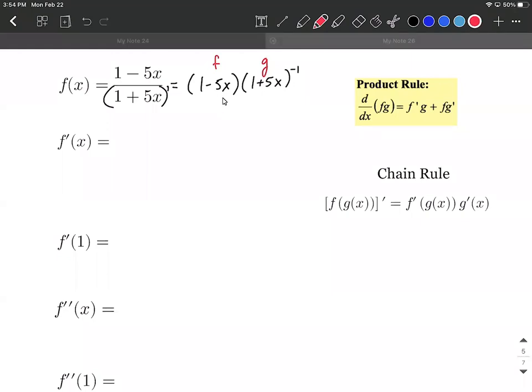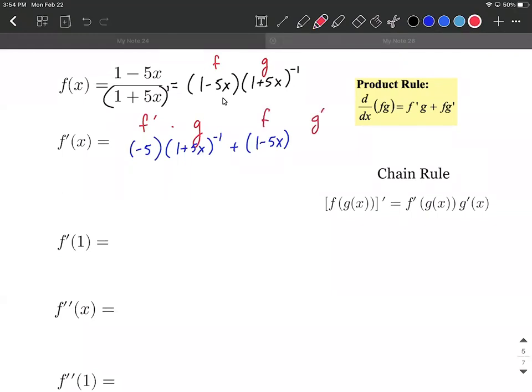All right, so filling in here, we want to take the derivative of f multiplied by g. That's how our product rule starts out. So the derivative of f, 1 minus 5x, is going to be negative 5. And then we copy down g, so (1 plus 5x) raised to the negative first power. And then we're supposed to add, we copy down f, 1 minus 5x, multiplied by the derivative of g.